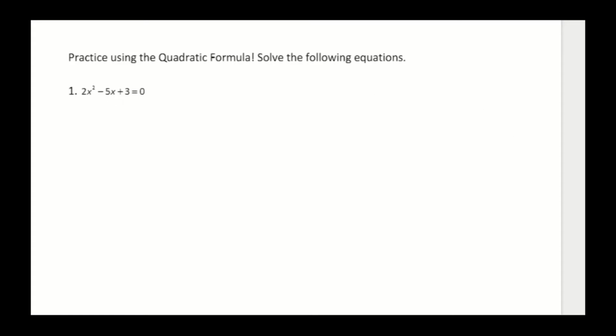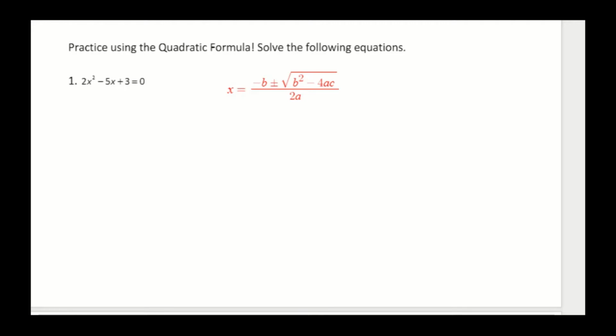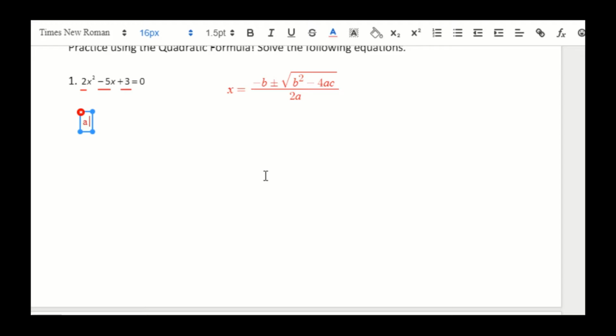So just as a reminder, x is equal to negative b plus or minus the square root of b squared minus 4ac, all over 2a. Before we actually plug anything in here, let's identify what A, B, and C are. You're going to pull those from the coefficients of each term. So we have A, B, and C right here. I'm just going to make a little note so that I don't have to keep looking back at the equation. I'm going to say that A is 2, B is negative 5, and C is 3.